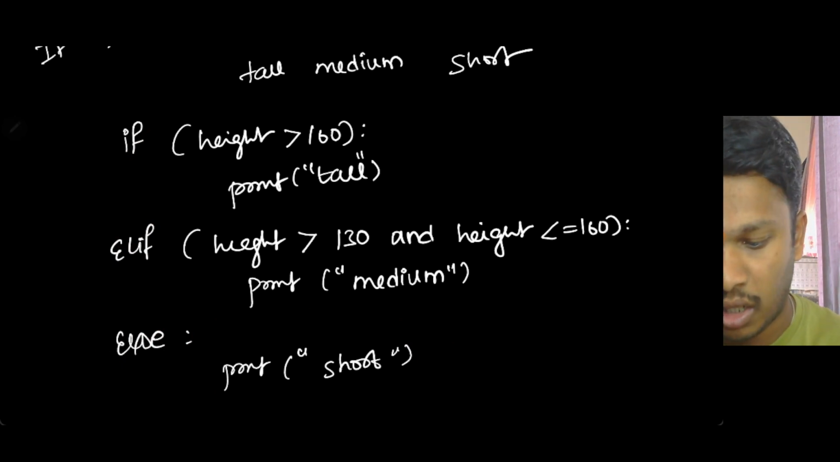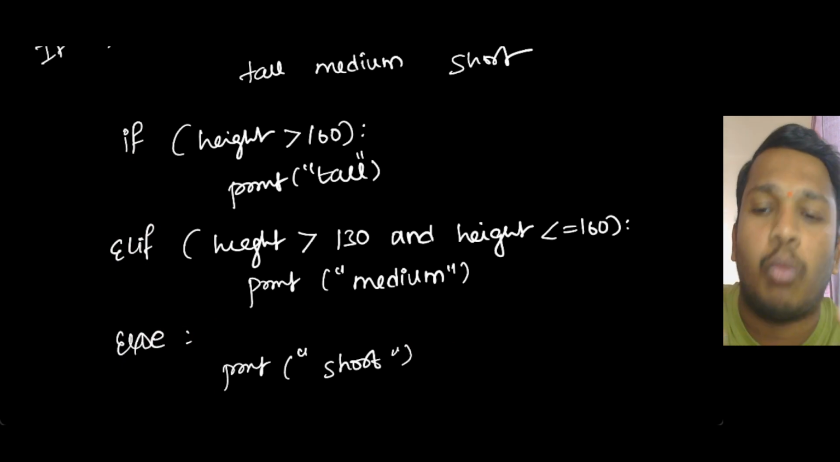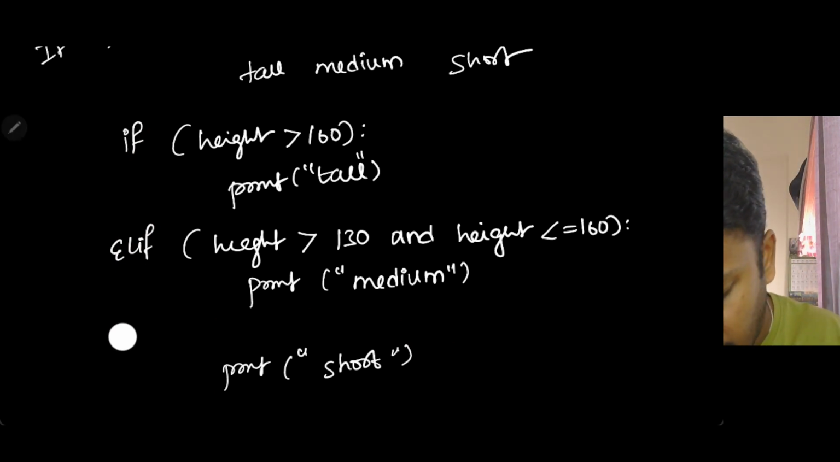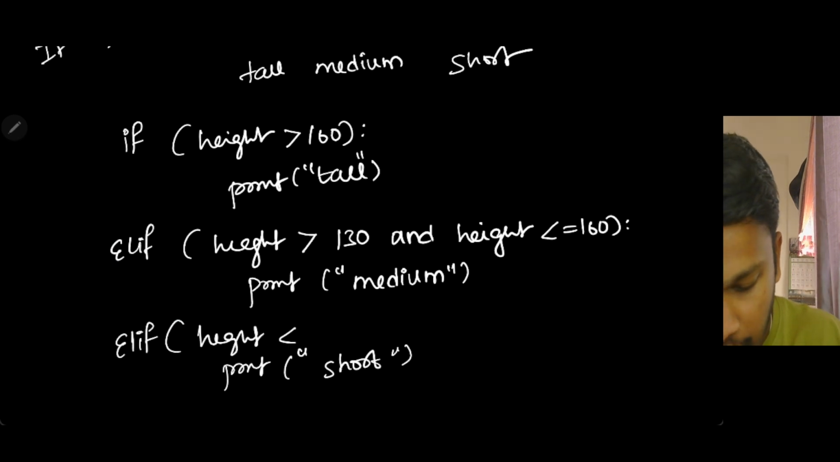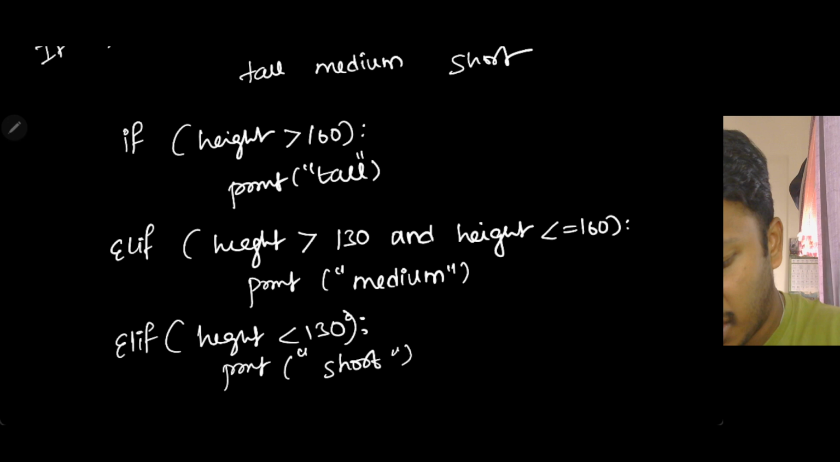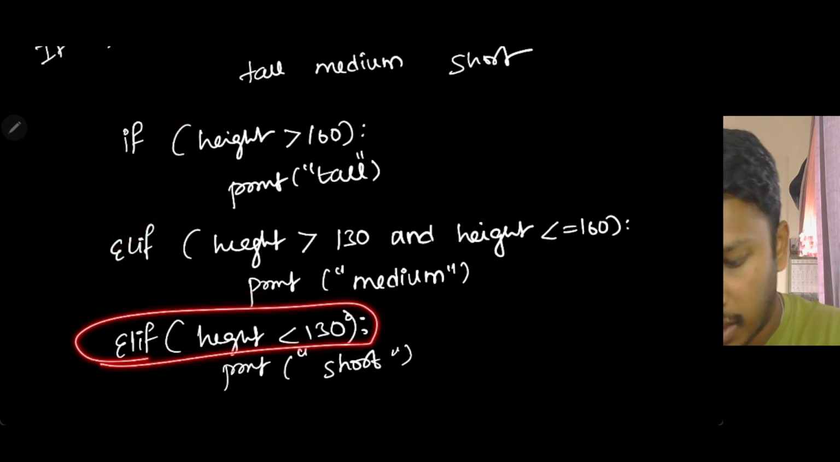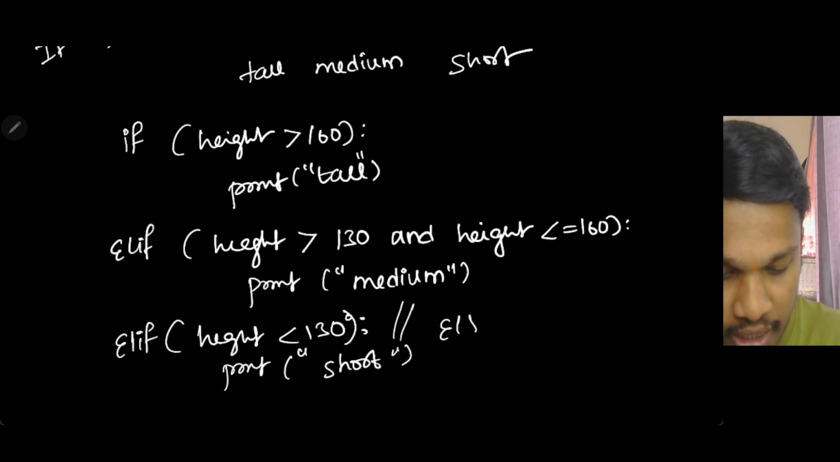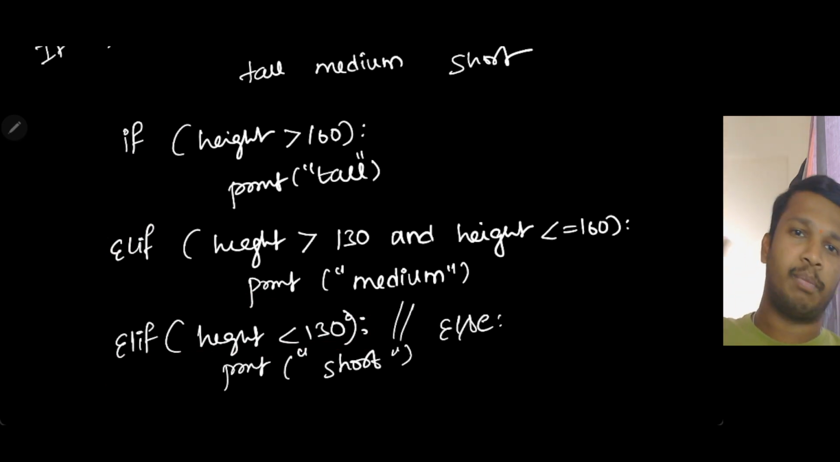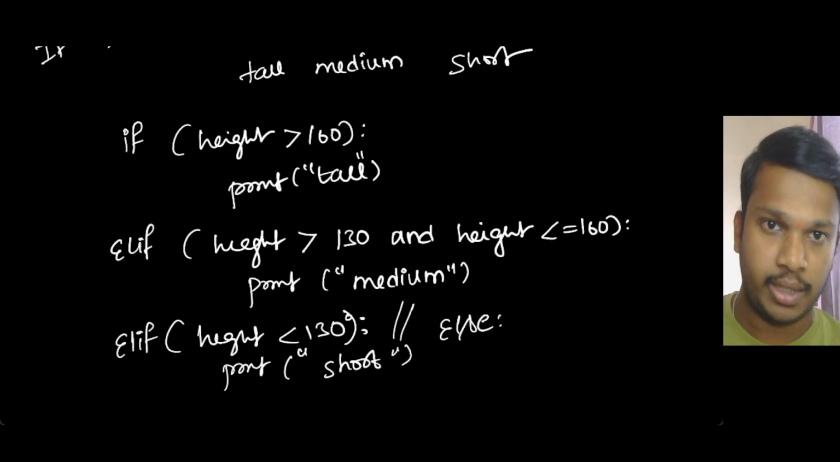If you people understand till here, it is very good. I want to tell you one more small thing. Here I can also write else if height less than 130, but it is of no use. Anyhow, if these two conditions fail, it will come directly to this. Writing this condition or simply writing else, both are the same in our case.